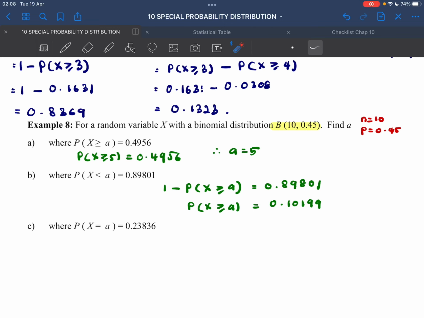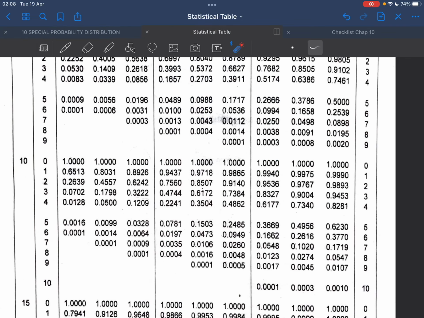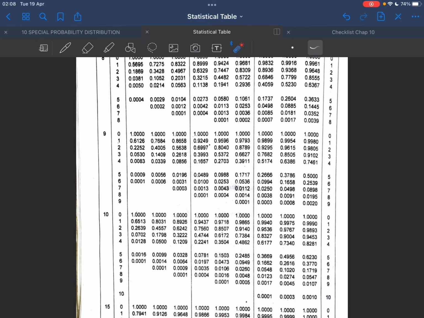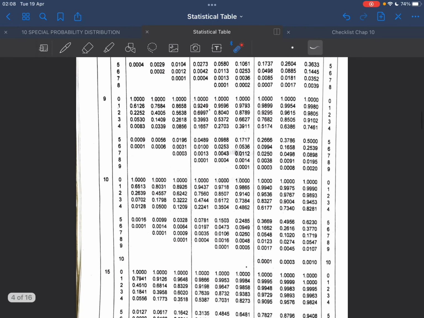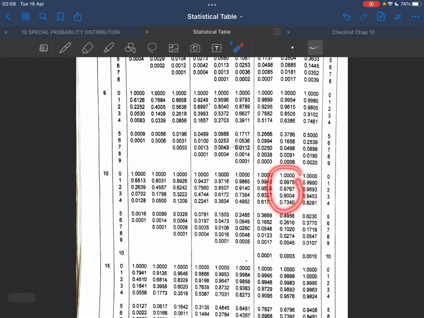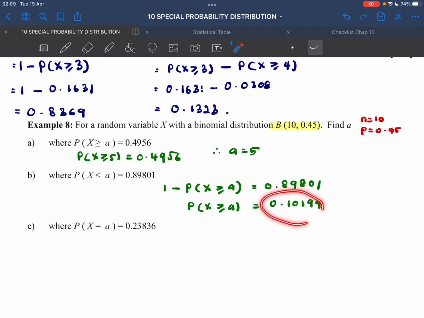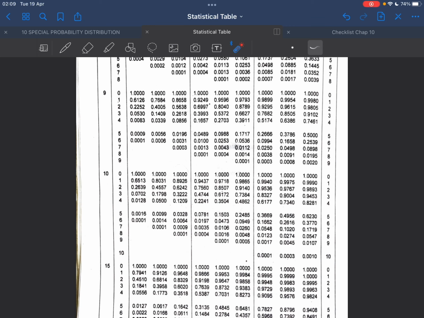So now kita kena cari probability 0.10199 lah. Okay, tengok balik kat tempat yang sama. N equals to 10, P equals to 0.45. Okay, 0.45. So dekat sini lah. Right, silap, panjang lagi sini. Right, so apa probability yang kita ada tadi? 0.10199. So let's find that 0.10199. Ini bukan. Here we have 0.1020. Ini Okay, bukan exact number dengan apa yang kita ada tadi.